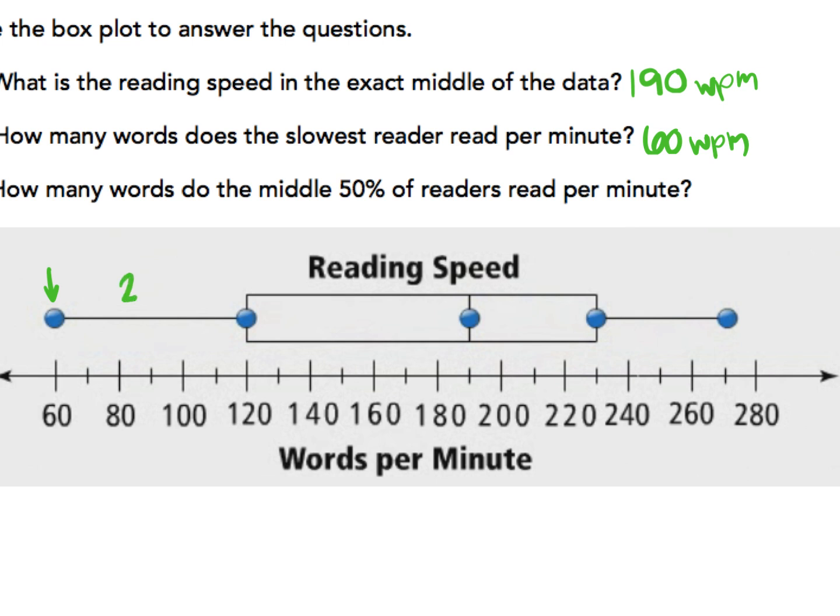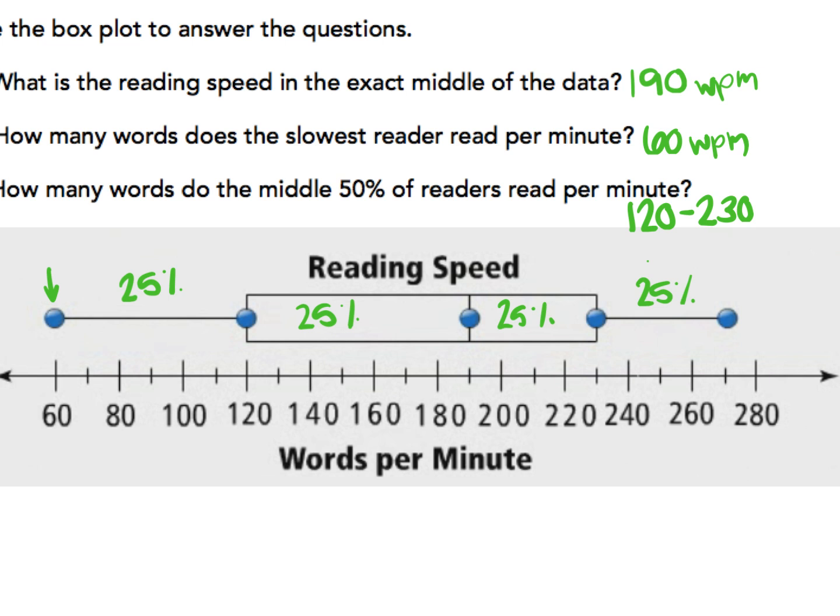So remember, each of these sections is 25%, 25%, 25%, and 25%. So I'm looking for the middle 50% read between this number and this number. What are those? Weston? The middle 50% reads between 120 words per minute and 230 words per minute.